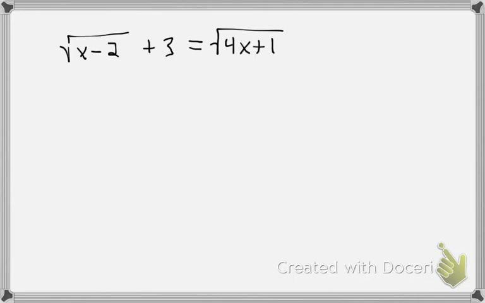Let's say that I give you the square root of x minus 2, and then plus 3, set equal to the square root of 4x plus 1. So it's a radical equation, but this time we have 2 radicals, 2 targets. Yeah, you got to do one at a time. Nobody's so good that their one bullet takes out 2 targets, right?